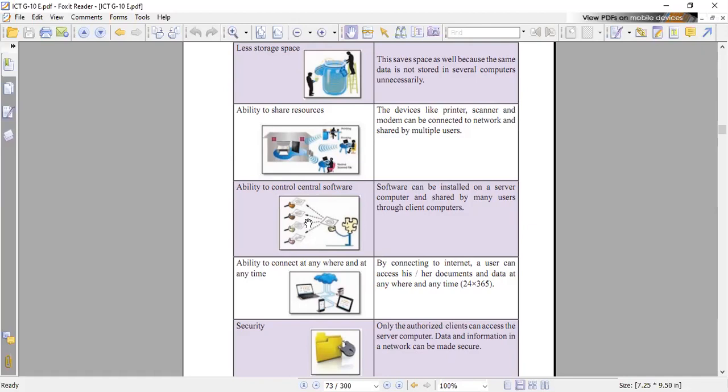Another one: Can save storage, as all data can be stored in a server computer.